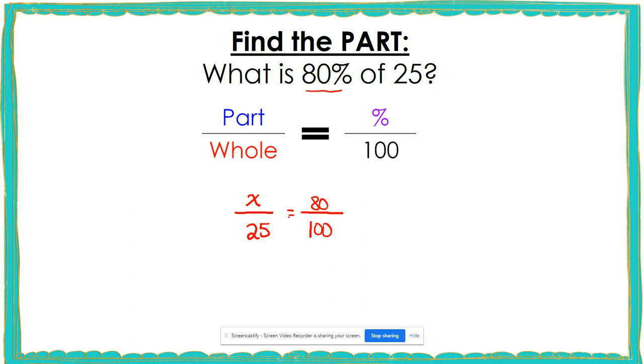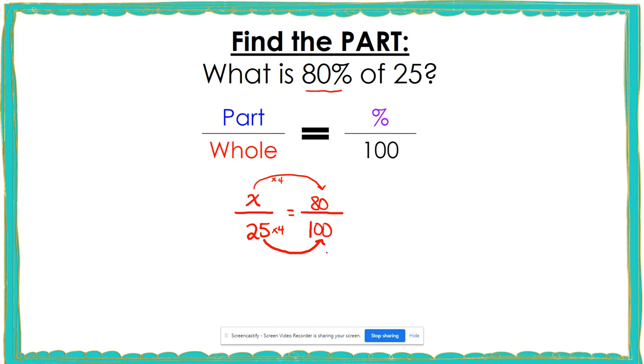Now to solve this, I solve like I solve any proportion. I know that these are basically equivalent fractions, so I know that to get from 25 to 100, I would multiply 25 times 4, and that would give me 100. Well, I know that that would mean I would multiply x times 4 to give me 80. But that doesn't really help me because I don't know what x equals.